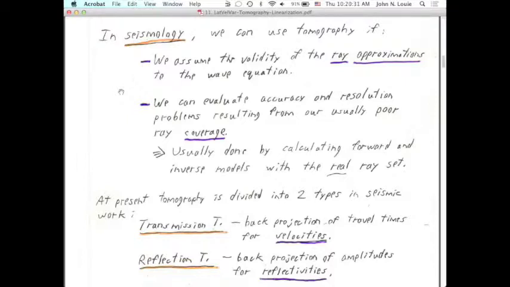So in seismology, for travel time tomography to get velocity, we've got to make a couple of assumptions. The simplest thing to do is first assume the validity of the ray approximations to the wave equation. And this is really an infinite frequency assumption. If you think back to medical tomography with X-rays, what are the wavelengths of X-rays? I think they're tiny fractions of an angstrom. So the infinite frequency assumption is pretty darn good for X-rays. No problem there. But for seismology, we don't often have the high frequencies we really want. But we're going to assume we do. Okay, so there's assumption number one.